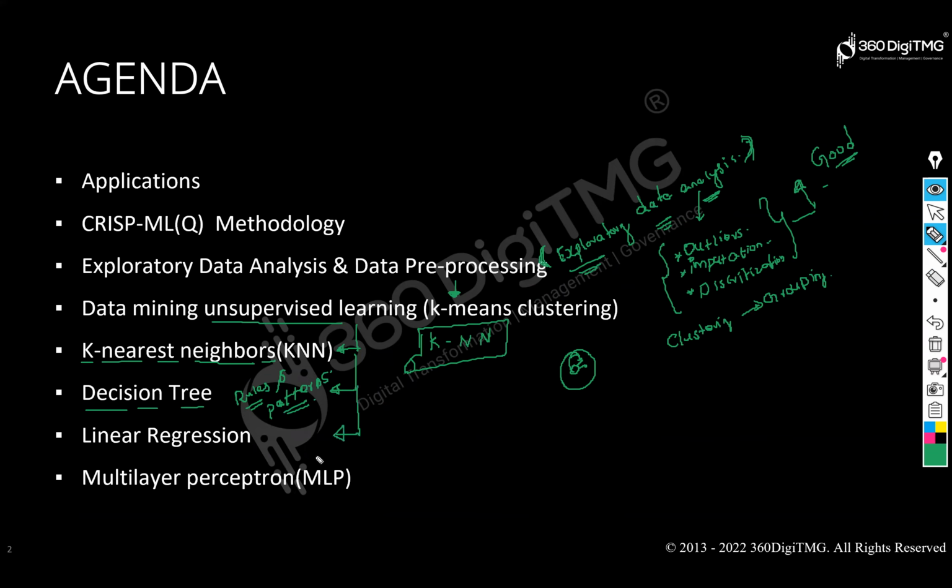Then we have linear regression, the regression models. We will look into the regression models. So this is the third module. Then we will enter into multi-layer perceptron. This is totally into a neural network, friends.